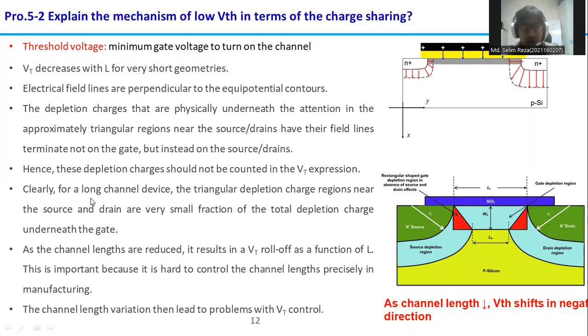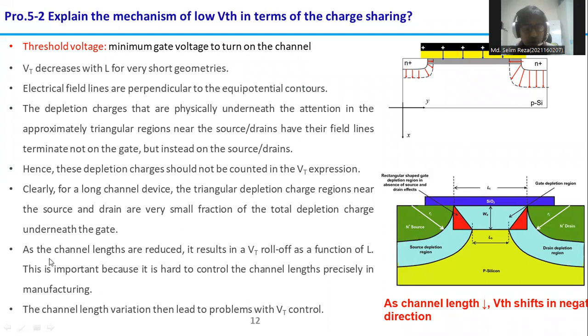So clearly for the long channel device, the triangular region of the charge near the drain and source is a very small fraction. This one will be a very small fraction for a long channel device. So the total depletion charge underneath the gate, so the gate will be tuning this channel. So it is not less effective for the long channel.